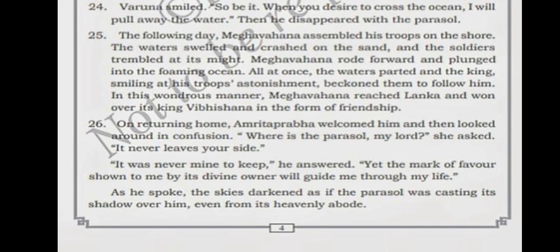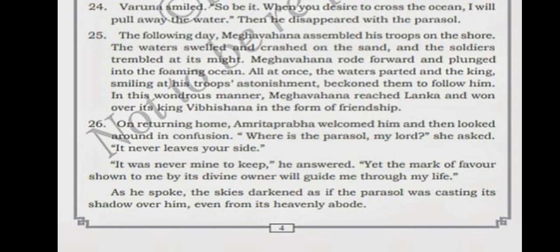So, when Meghavahana jumped in the water, suddenly the water moved to both sides and made a way. Meghavahana reached Lanka and won over its king Vibhishana in friendship. He went to Vibhishana because he wanted to make peace. So he requested him, and they had a good friendship. On returning home, Amritaprabha welcomed him and then looked around in confusion.